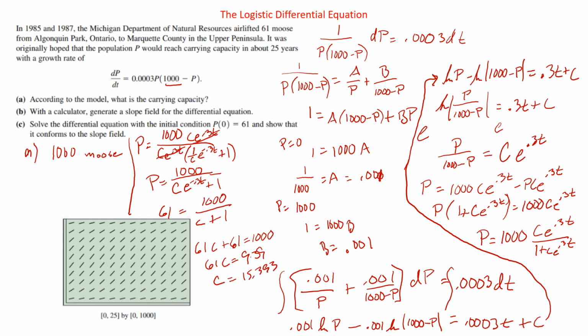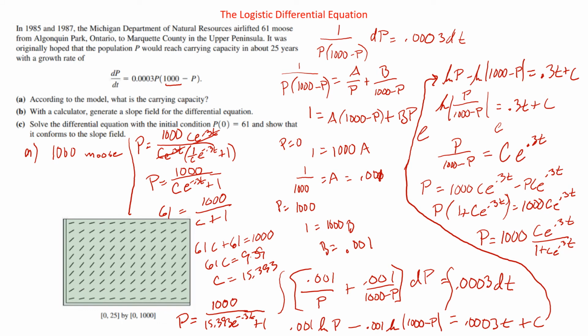And then we're going to plug that back into that equation. So our population is going to be 1000 over 15.393 e to the negative 0.3t plus 1. Oy. The good news is we're going to have a formula for this here in just a second. So you do not have to do that every single time because, as you can see, it takes a lot of room and there are a lot of places that could become very problematic and end in disaster.